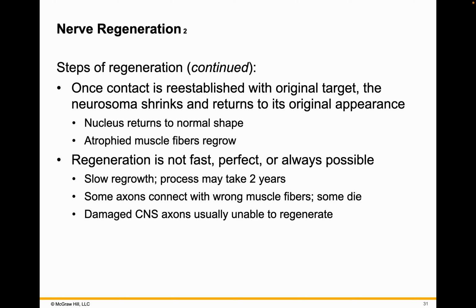Regeneration is not fast, it's not perfect, and it doesn't always work. It's a very slow process which can take up to 2 years. Some axons connect with the wrong muscle fibers, some don't connect with anything and die. Central nervous system axons generally do not regenerate.